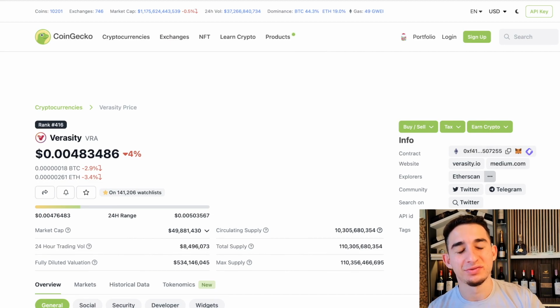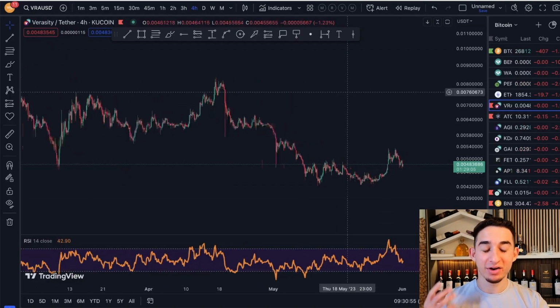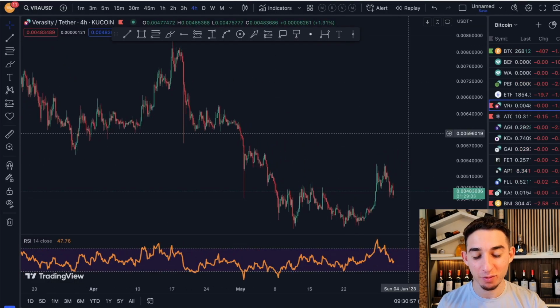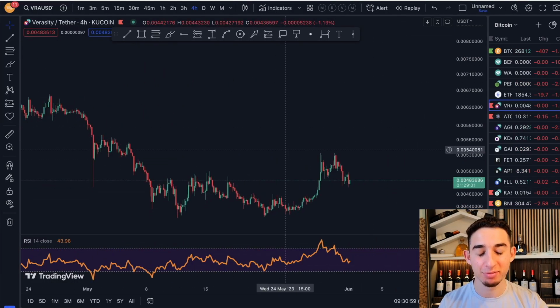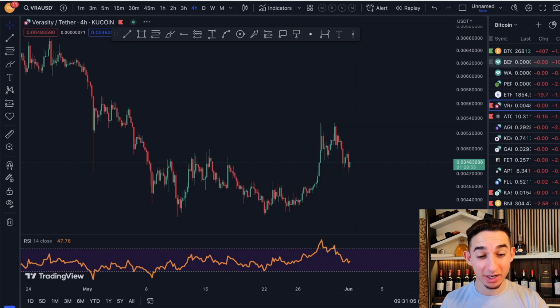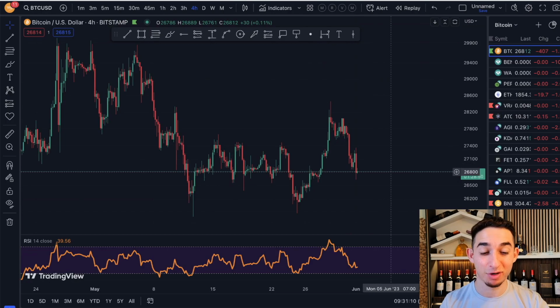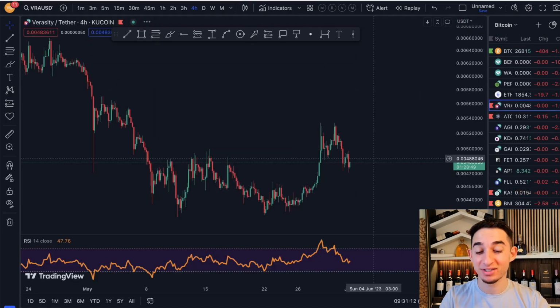Bitcoin ruined the VRA party. I mean, VRA was thriving right here on the chart. As you guys can see on the 4-hour time frame, we were pumping pretty well until Bitcoin essentially started to dump right here. And you can see that the Verasity chart is actually following the Bitcoin chart. We saw this massive pump followed by a massive dump.